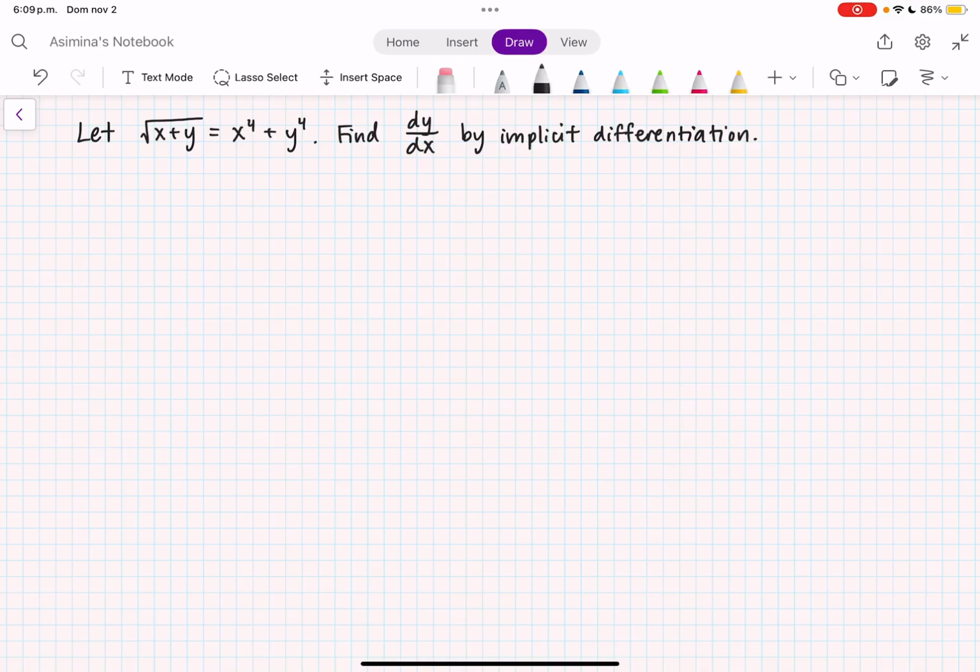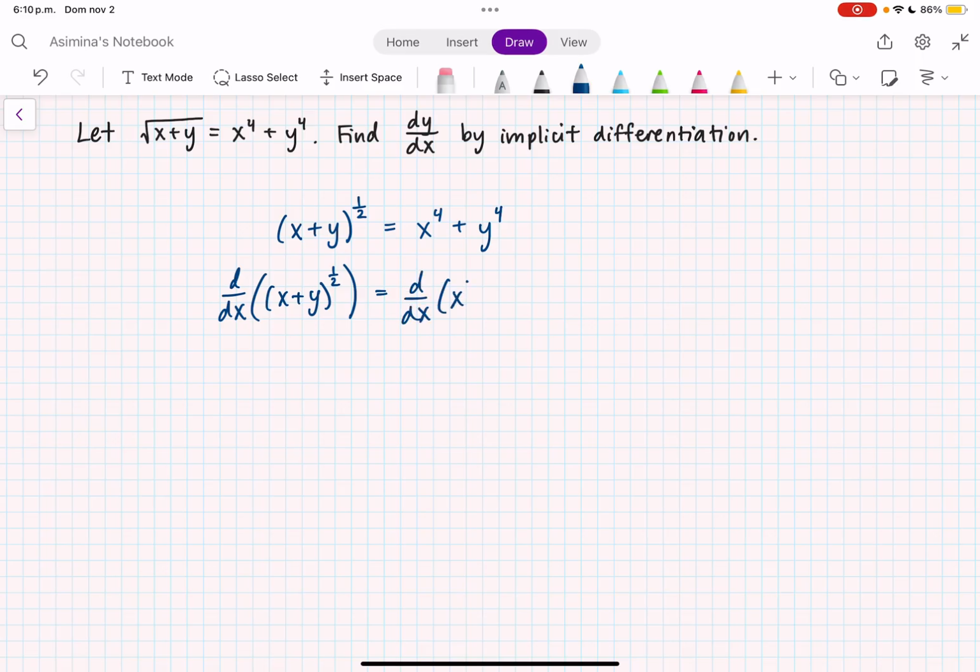So first, I'm going to rewrite the left-hand side of this equation, the square root of x plus y, using exponents. So I'm going to write this as (x plus y) to the 1/2. That'll make it easier to take the derivative of that side. And again, this is equal to x to the fourth plus y to the fourth. So we're going to start by taking the derivative of both sides with respect to x. So we're going to do d/dx of (x plus y) to the 1/2, which is equal to d/dx of x to the fourth plus y to the fourth.